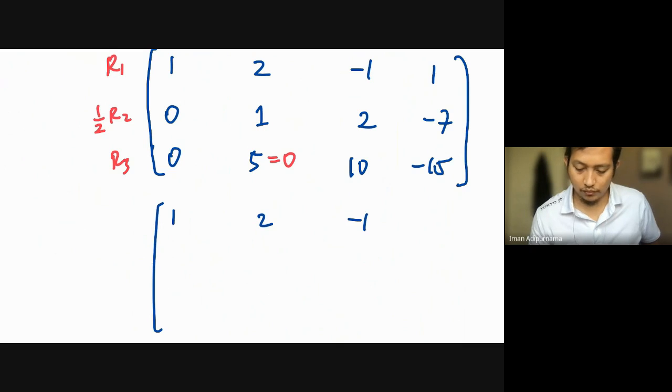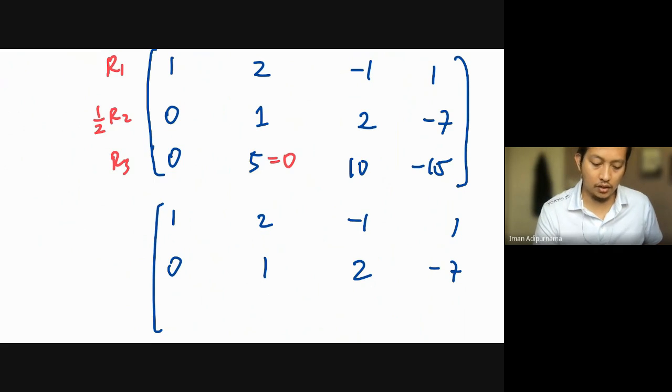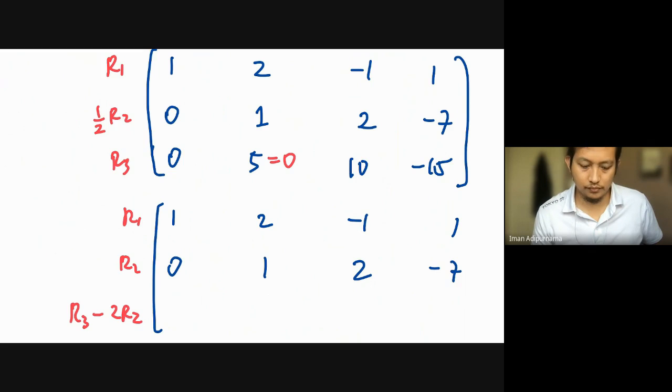1, 2, negative 1, 1. This is the same. And we're going to change the R3. So R3 minus 2R2. Okay. Okay, 5, sorry. 1, 2.